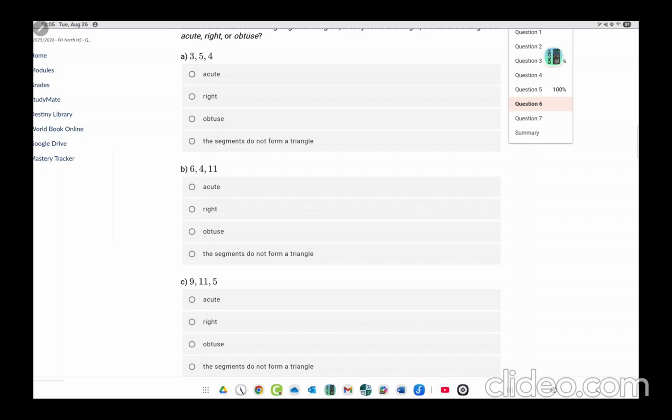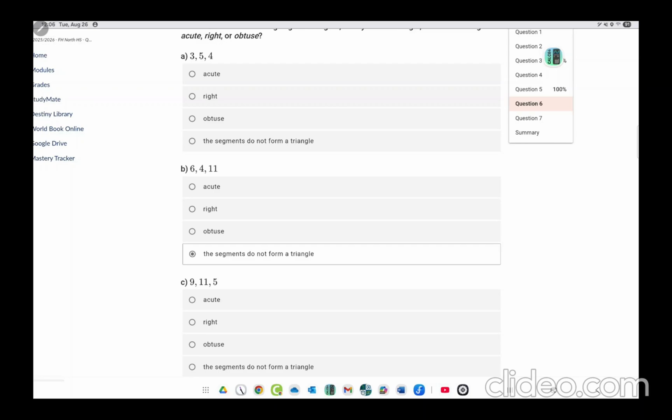So let's look at the first one. The 2 smallest are 3 and 4. 3 plus 4 is 7. Is that bigger than 5? Yes, so it is a triangle. We don't know what kind yet, but it is a triangle. Look at B. The 2 small sides are 6 and 4, which add up to 10. Is 10 bigger than 11? No. So that is not a triangle. I don't have to do anything else.